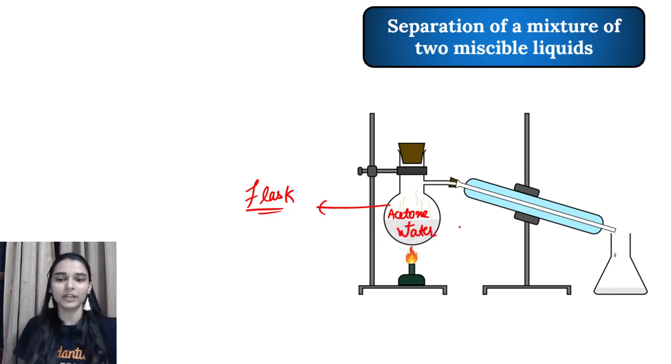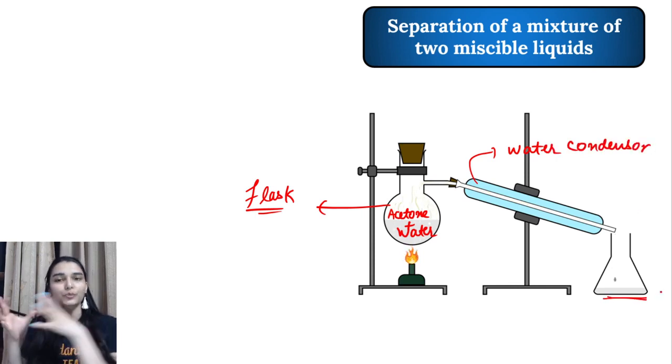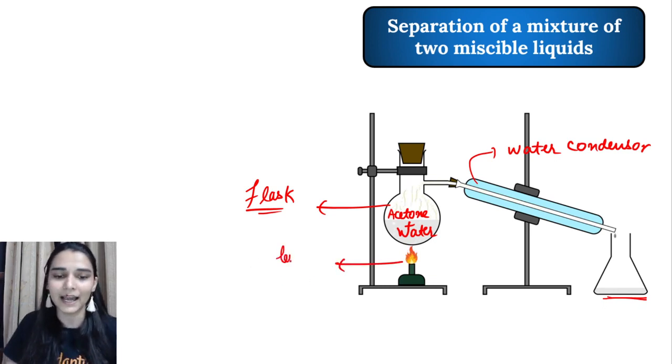Okay, this is the mixture. Here I have attached the flask to a water condenser. What is this? This is the water condenser. Why have we taken this? I will tell you everything. Here I have taken my collecting flask in which the pure liquid would be coming out, and this is the Bunsen burner that I have used for the heat energy.